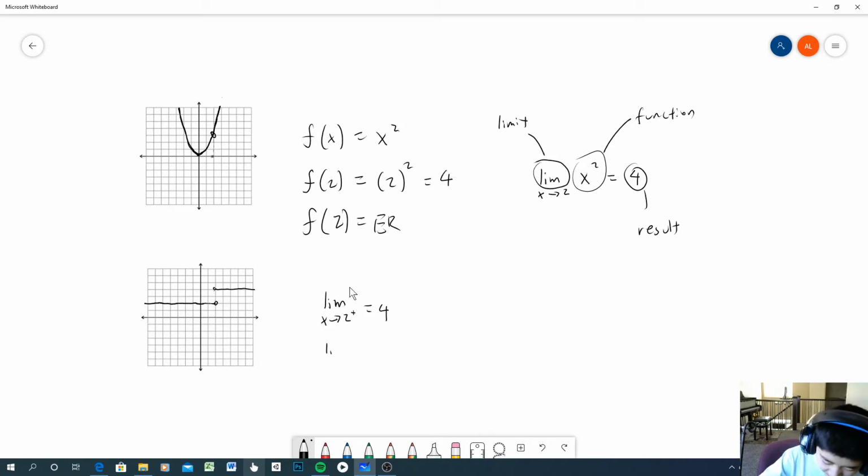And likewise, if we approach 2 from the left-hand side, with a negative sign, then we would get 2. So this has been an introductory lesson on limits. In the next video, we're going to show you how limits can actually be solved.